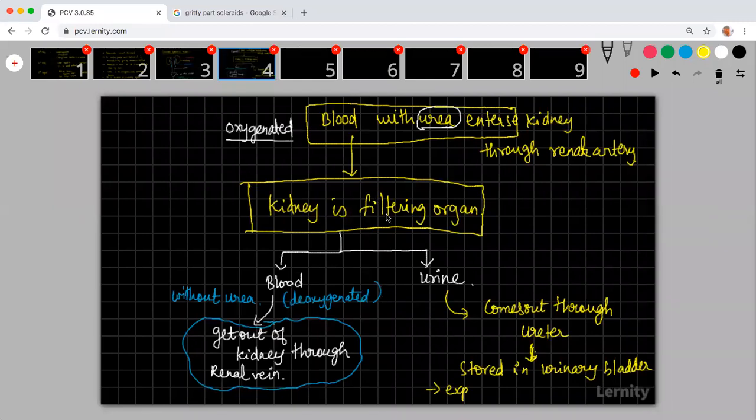I'm sorry, there was a break. Now you are able to see. Poor connectivity. You guys are able to see?